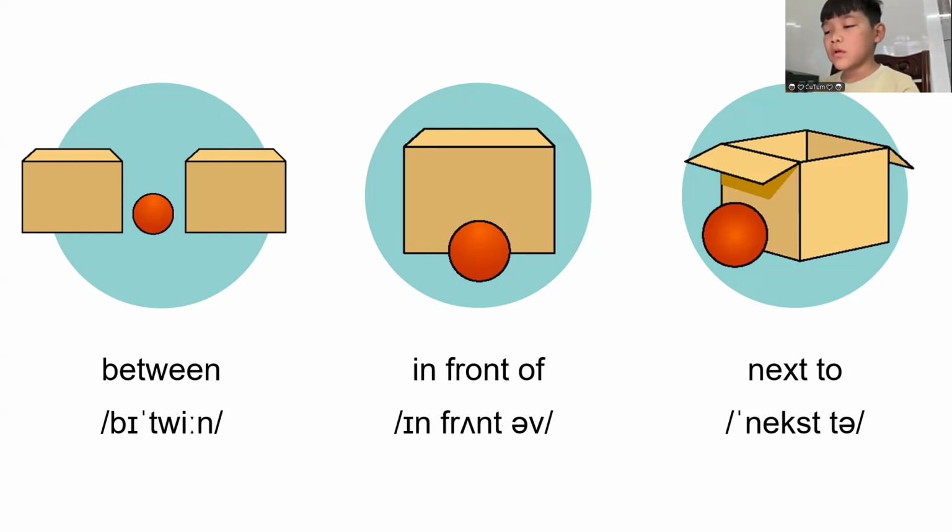I'm going to get my cards. Wait a minute. All right, so I have this purple box again. Okay, now I'm gonna put the leaf. Okay, this is the leaf. Where is the leaf? The leaf is in front of the box. Very good.